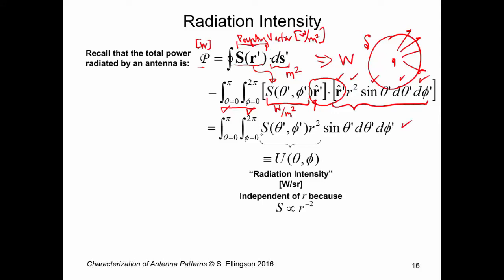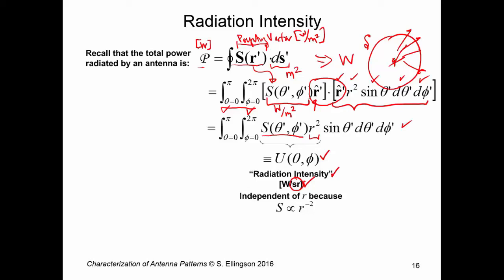But note, now we have watts per square meter times meters squared. We have the power density times the distance to the field point squared. We give this quantity the symbol u. It's a function of theta and phi, and we call it the radiation intensity. And in fact, we say this has units of watts per steradian. Steradian is a unit of solid angle.